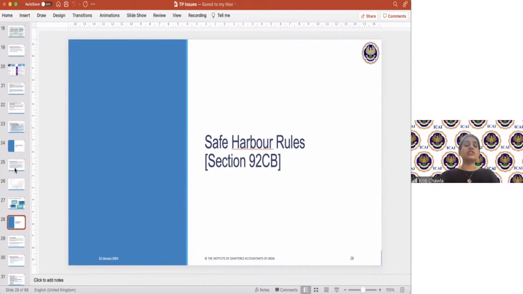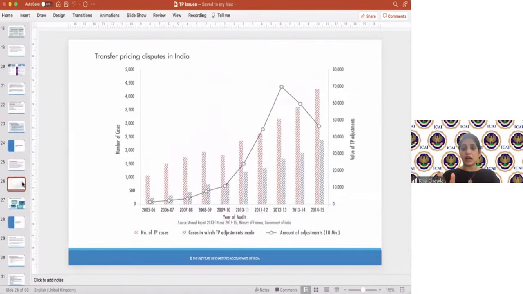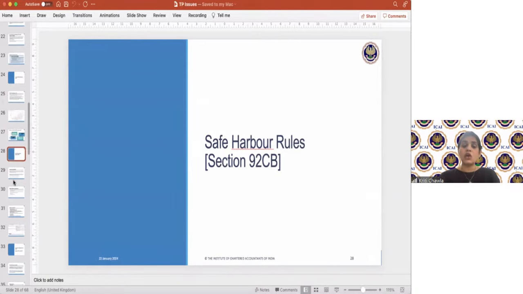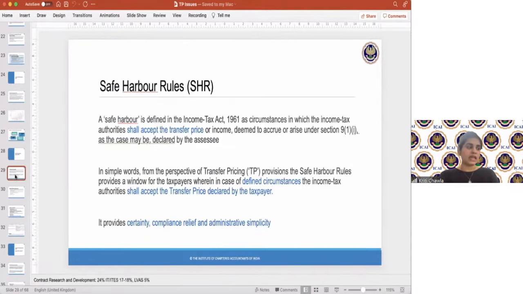There was a time, as I mentioned, there were so many TP disputes in India, and they had to come up with something so as to make sure there are no TP disputes. Effort had to be made, and so they came up with safe harbor rules. Now, safe harbor rules are provided in Section 92CB of the Income Tax Act, and safe harbor rules are very, very interesting. Just listen to the story that I have, and then when we read through safe harbor rules, it's going to become very, very easy.